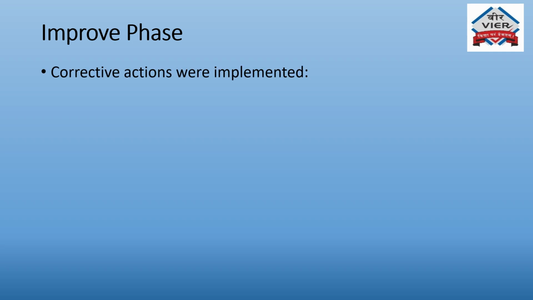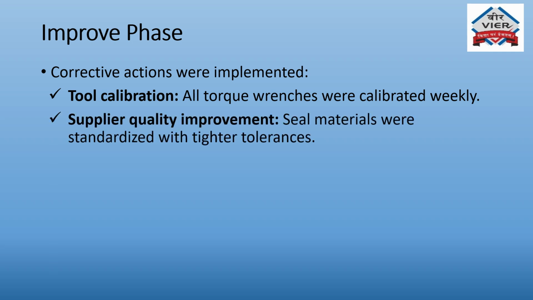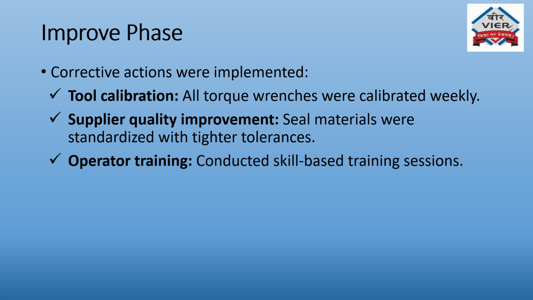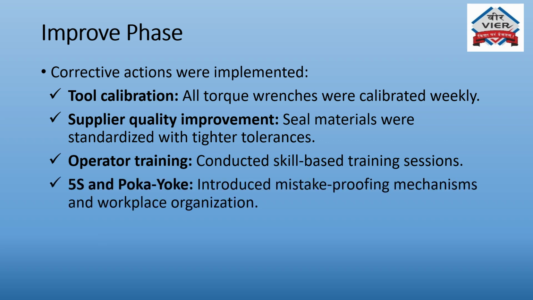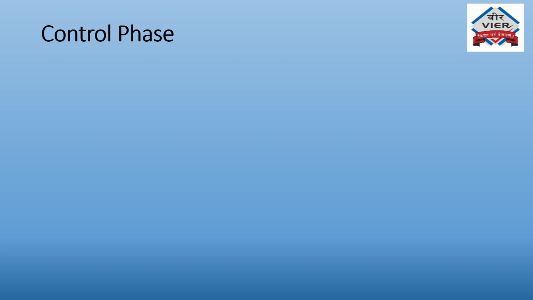In the improve phase, corrective actions were implemented, like tool calibration. All torque wrenches were calibrated weekly. Supplier quality improvement: seal materials were standardized with tighter tolerances. Operator training: operators were given skill-based training. 5S and Poka-yoke introduced mistake-proofing mechanisms and workplace organization. So after implementing all these corrections, the defect rate reduced to 0.8%.